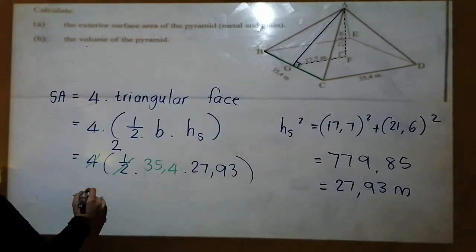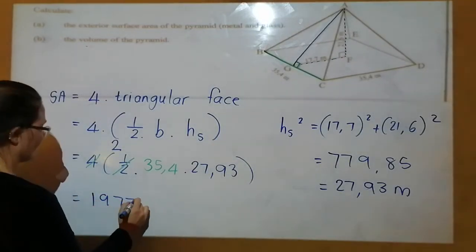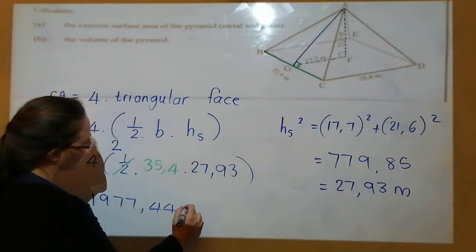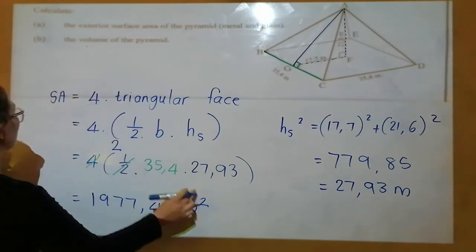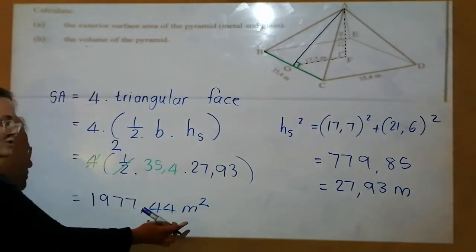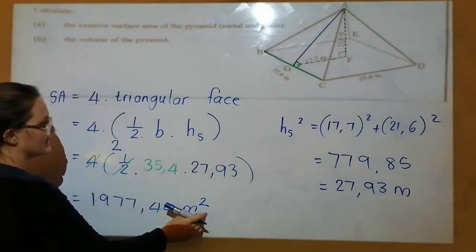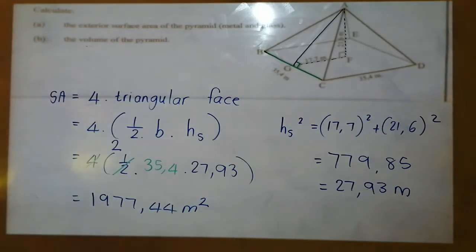And your answer is 1977,44 meters squared. Remember? Because it's surface area. So it's 2-dimensional shapes, so it's meters squared. So that's the answer to A.